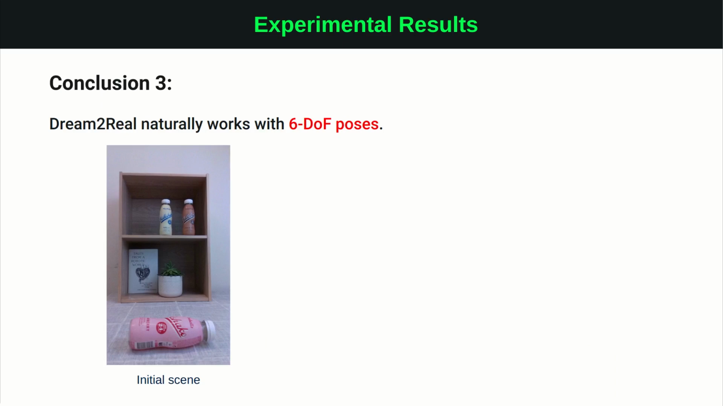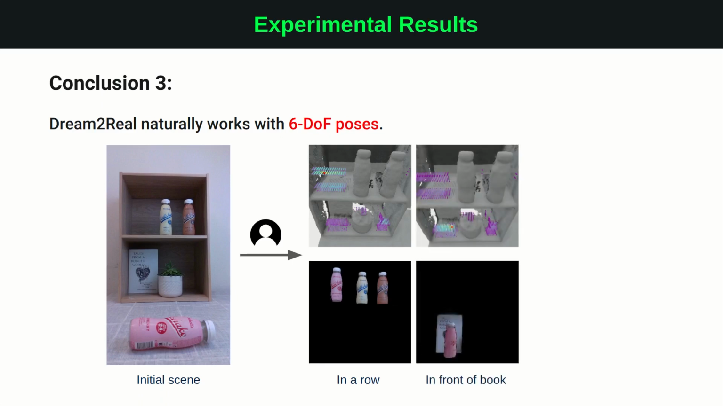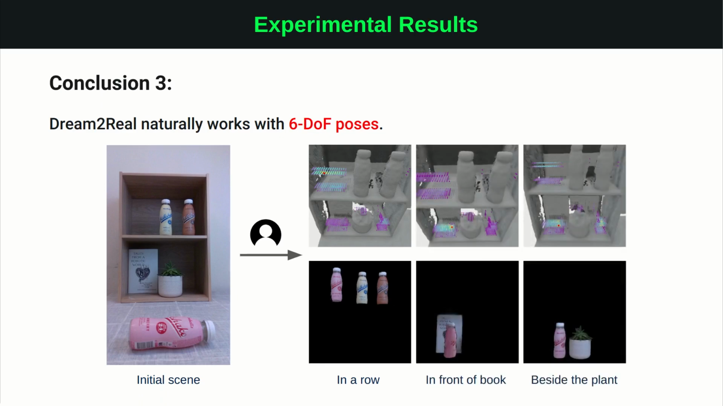Here's our last conclusion, that Dream2Real does work with 6-DoF poses. In this initial scene, the bottle is lying on the table, so besides the correct position, the VLM must figure out the best orientation using its visual prior. As shown in the first task where we want the robot to put the bottle to make the 3 bottles in a row, we can tell the imagined goal position is correct, and also it's upright, so the orientation is also correct. The second task is to put it in front of the book, and the last one is to put it up beside the plant. So, Dream2Real bridges the gap between 2D VLMs and 6-DoF robotic manipulation.